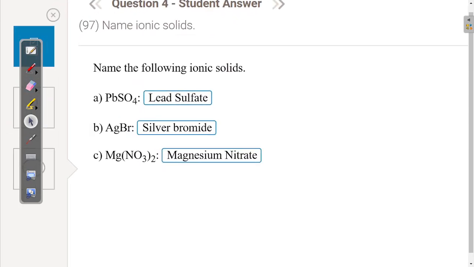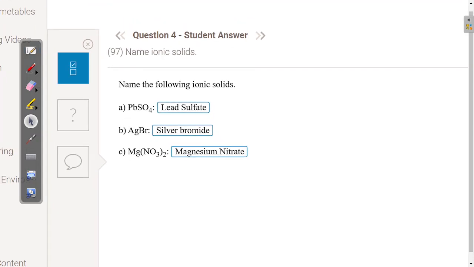Okay, this is easy, just Pb is lead, SO4 is a polyatomic ion, it's sulfate, memorize it. Silver bromide, AgBr, and Mg is magnesium, NO3 is nitrate. You don't say magnesium dinitrate because this is not a molecule or a non-metal, what's it called? Covalent compound. It's ionic, so you don't say the di or the tri.